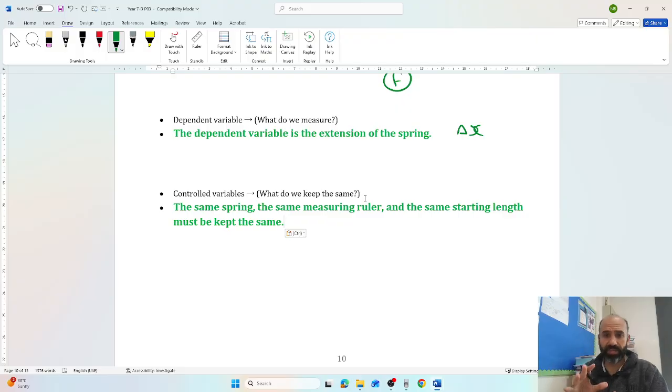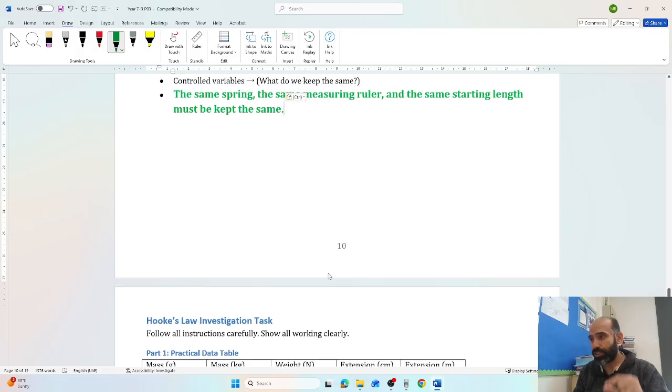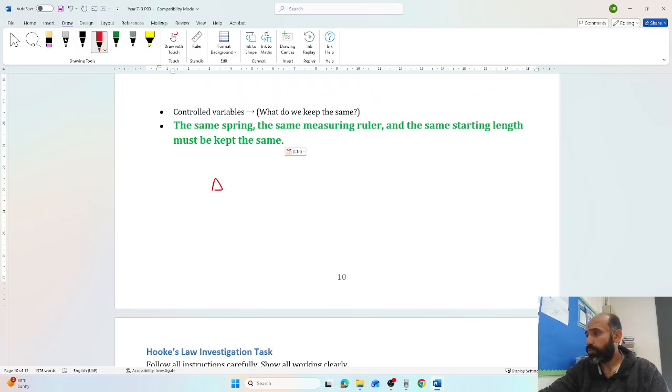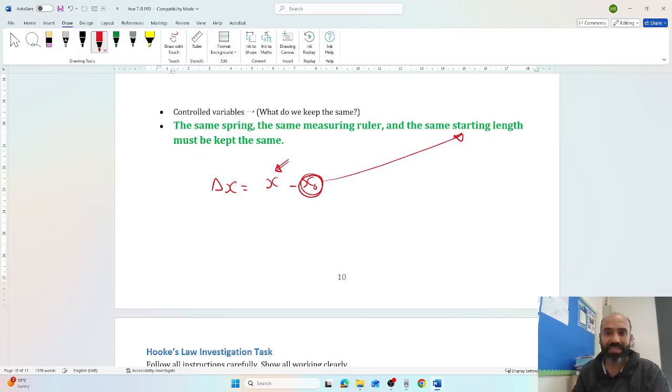I told you before, each spring has its own constant. The same measuring ruler, because there is error in measurement due to the measuring tool. And you are using the same starting length. For example, if it was 6 centimeters in one of the images, it must be kept the same. So you have the same initial value, because to measure the extension, you do the new length minus the original length. So this starting length should be the same.